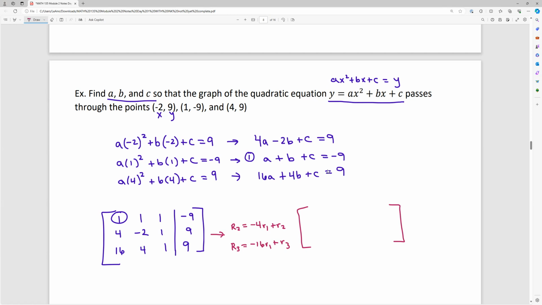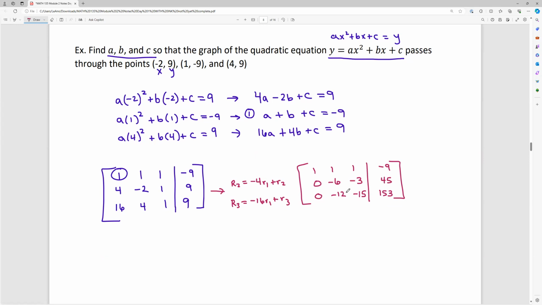But just for ease of getting through the problems, I'm going to say I did it offline on my calculator. My top row is exactly the same: 1, 1, 1, and -9. For my second row, once I do this calculation for each group of row 1 and row 2 elements, I get 0, -6, -3, and 45. For my third row, I do -16 times all the row 1 elements and then add their corresponding row 3 elements, and doing all the arithmetic, I got 0, -12, -15, and 153. You'll probably want to double check me on all of that, but that's what I got.